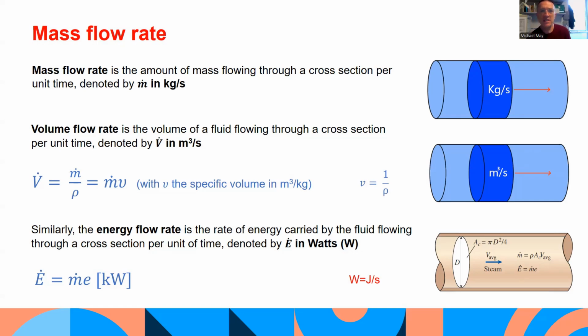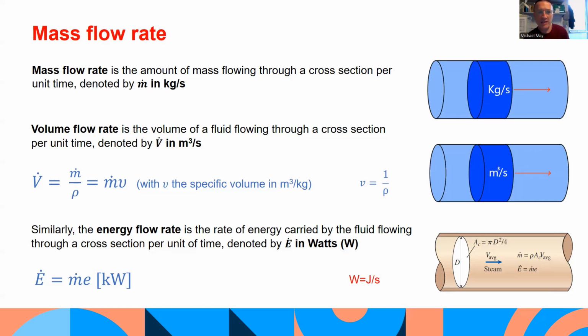So mass flow rate is the amount of mass flowing through a cross-section area per unit time, denoted by m dot in kilograms per second. So imagine a pipeline and you've 1 kilogram of the working fluid passing by a point every second. So you'd have a mass flow rate of 1 kilogram per second.